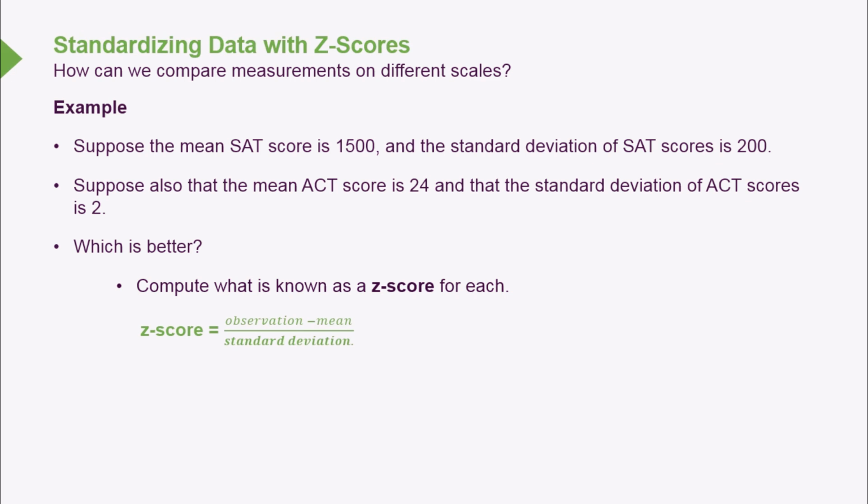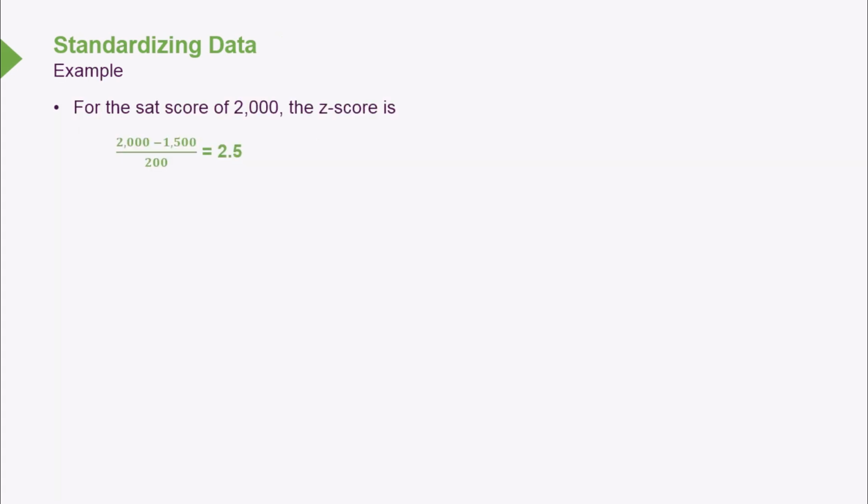So which is better? Well, let's compute what's known as a z-score, which measures how many standard deviations away from its mean an observation is. We find it by taking the observation minus its mean and dividing by the standard deviation. So for the SAT score of 2,000, the z-score is 2,000 minus the mean of 1,500 divided by 200, which gives us 2.5. So 2,000 is 2.5 standard deviations above the mean SAT score.